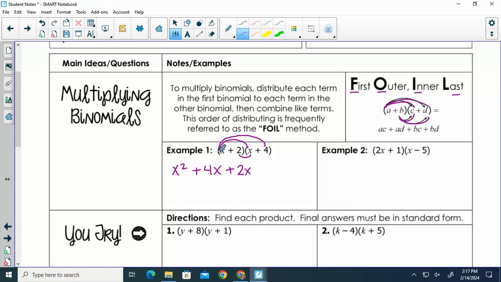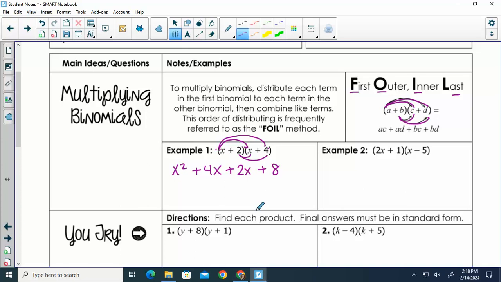Wait, first you did x times x, and then x times 4? x times 4, and that gives me the 4x. And then x times 2? And that's the 2x. And what do we have left? 2 times 4. The last two. 2 times 4 is 8.